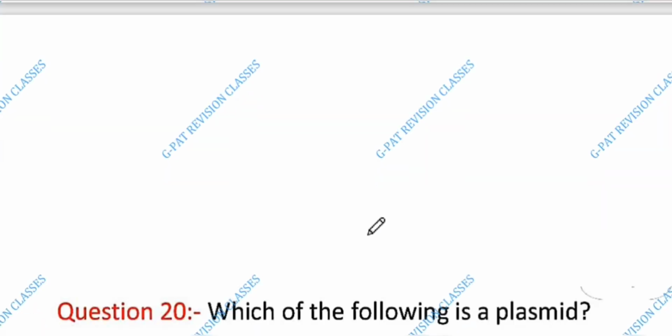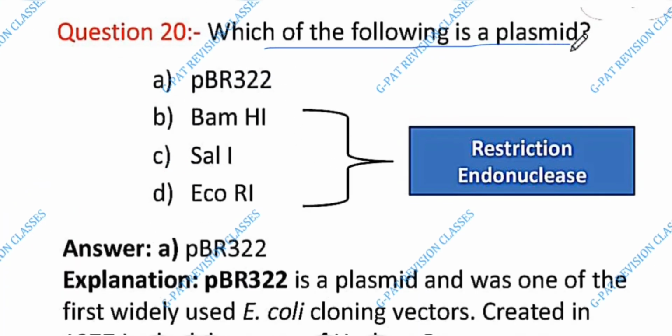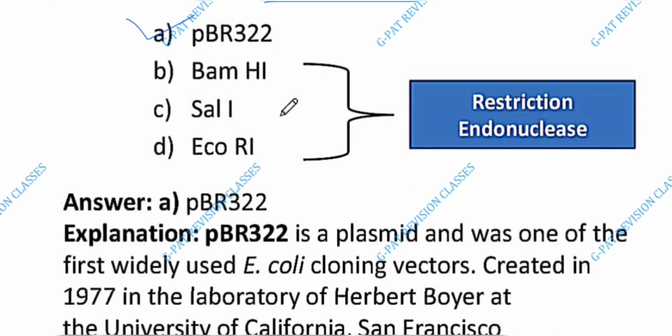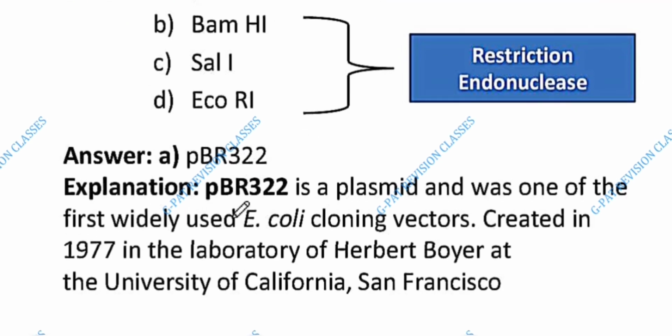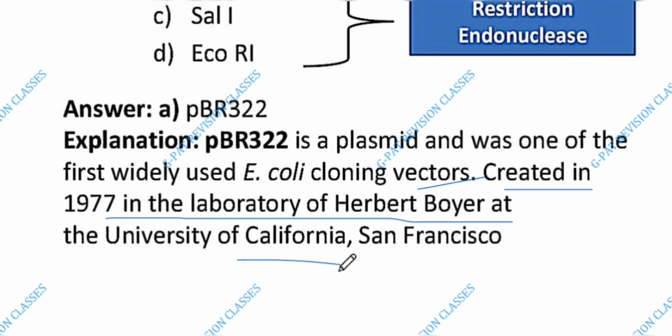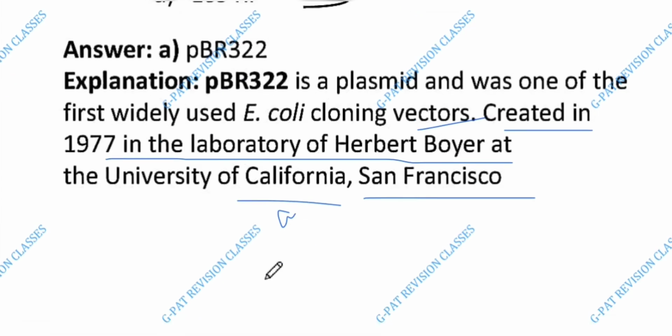Next is question number 20. Which of the following is a plasmid? The answer is A, pBR322. Its explanation is: pBR322 is a plasmid and was one of the first widely used E. coli cloning vectors. Created in 1977 in the laboratory of Herbert Boyer at the University of California, San Francisco. The answer is A. Okay.